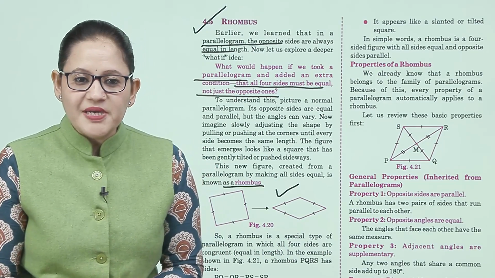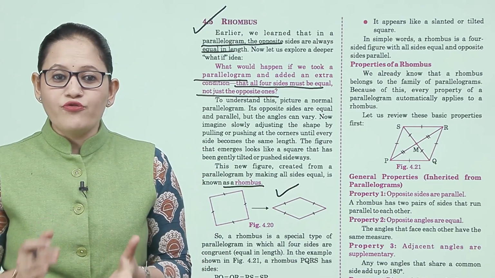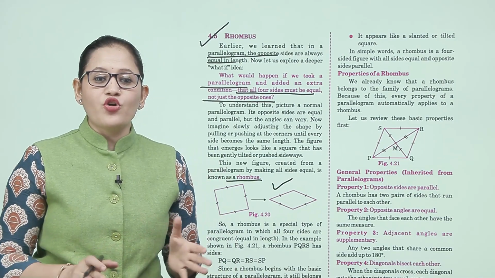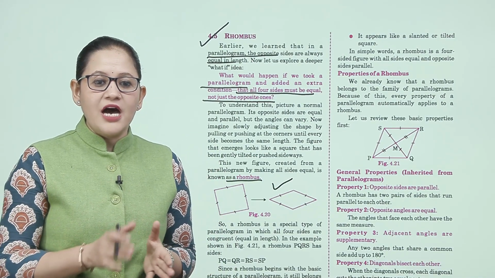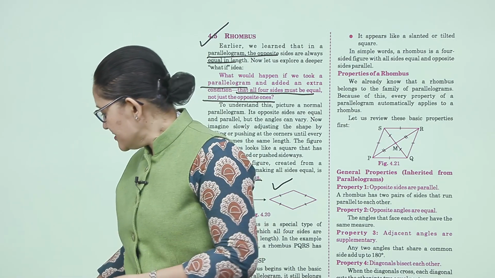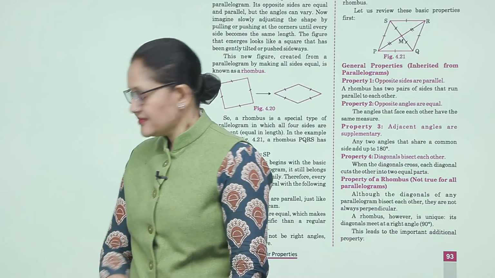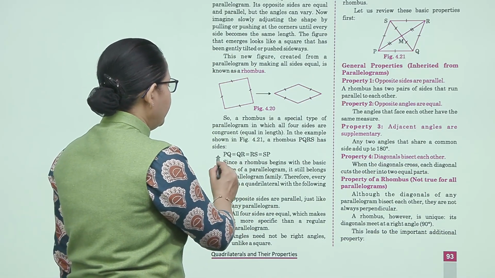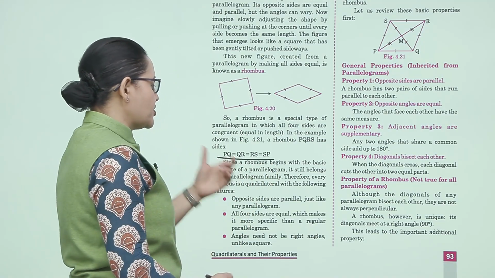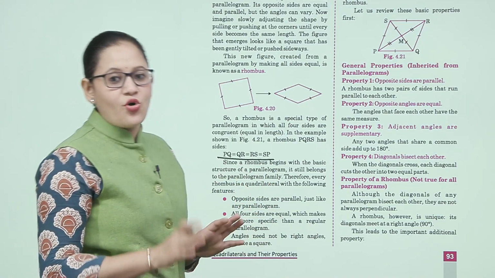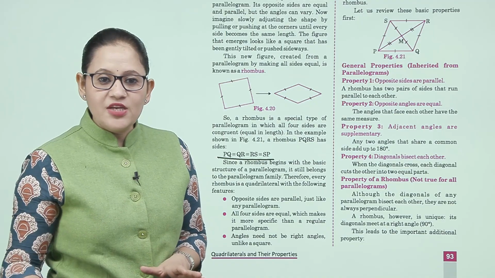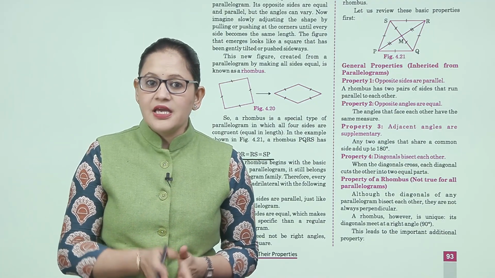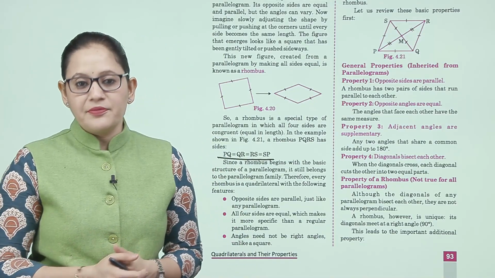So a rhombus is a special type of parallelogram in which all four sides are congruent. In the example shown in figure 4.21, the rhombus PQRS has sides PQ equals QR equals RS equals SP, meaning all four sides are equal. Since the rhombus begins with the basic structure of a parallelogram, it still belongs to the parallelogram family.